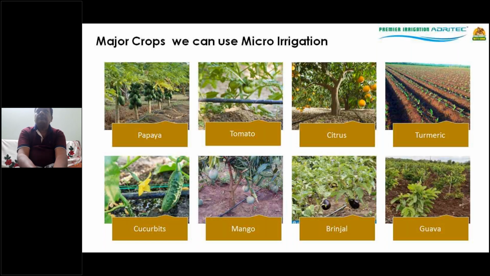And then there are a lot of new crops that we are seeing, like dragon fruit, and so many other high value horticulture crops, both in open conditions and greenhouse conditions or protected cultivation. Micro irrigation can be advantageously used.